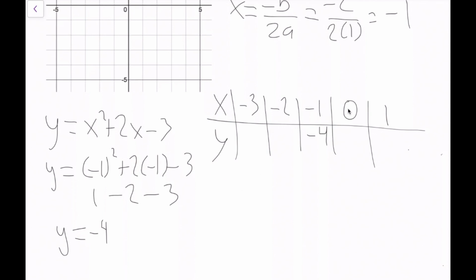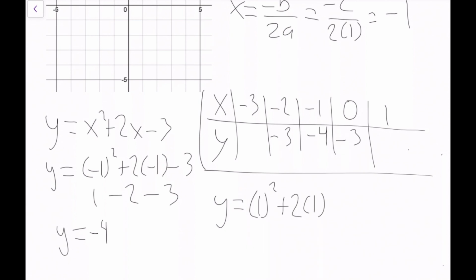All right, so I can do the same thing. Now, 0 is the easiest number to plug in, in my opinion. So if I plug in a 0 here, this x squared term will go away, and then this 2x term will go away, and all I'm left with is negative 3. So I can just put negative 3 here, and since this x value is the same distance away from the vertex as this one, this y value is also going to be negative 3. Okay, so now I'm going to plug in 1 to our function. So I'm going to get y equals 1 squared plus 2 times 1 minus 3.